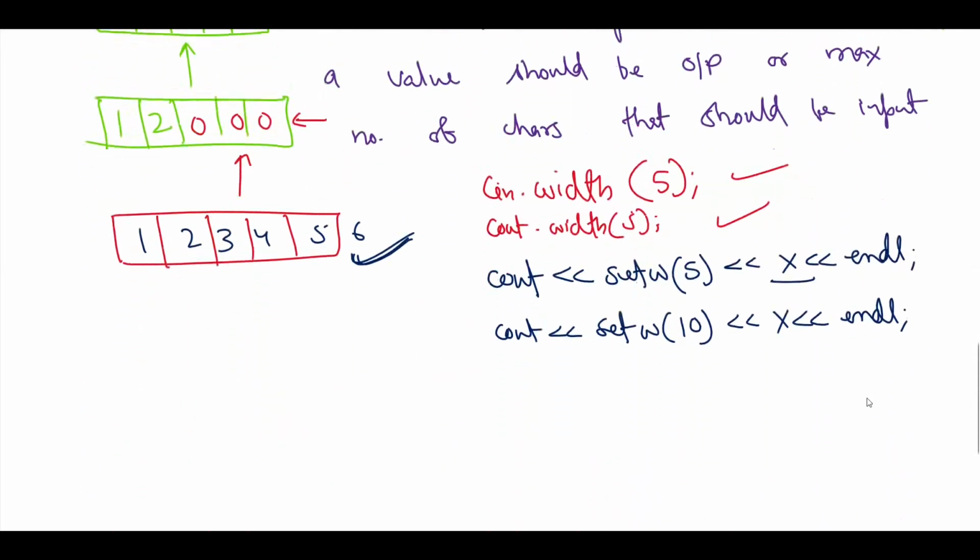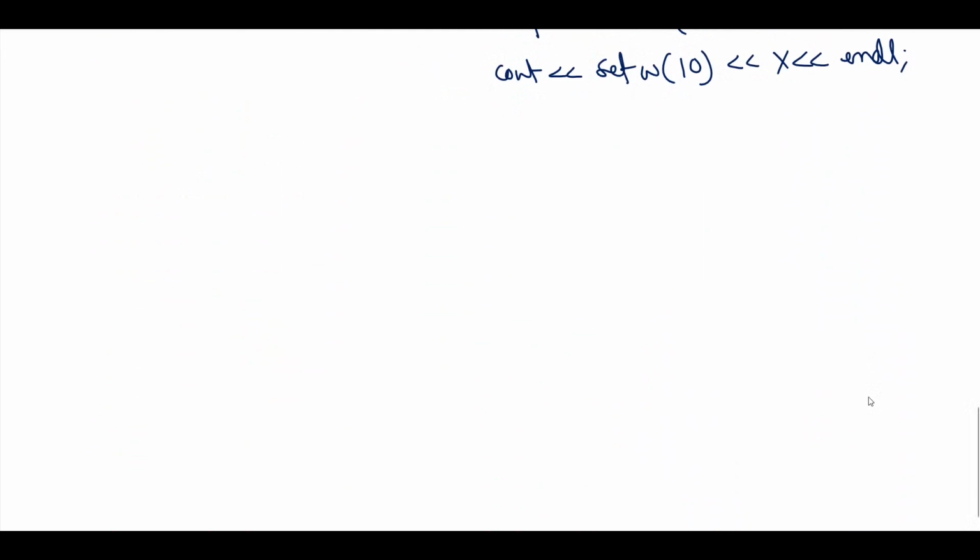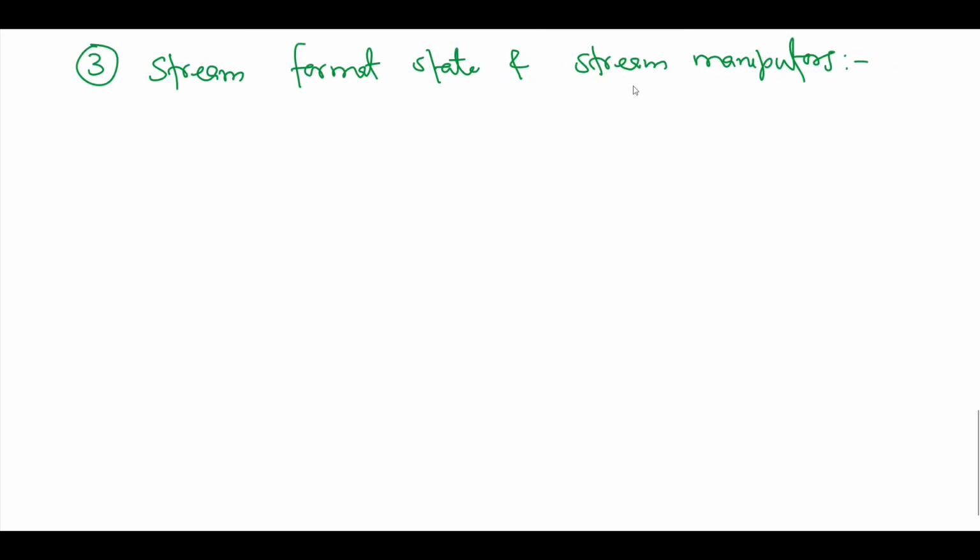Now talk about the third topic, which is stream format states and stream manipulators. Okay, so there are various stream manipulators, and they can be used to specify the kind of formatting to be performed during stream input and output operations. So basically they are going to change the format setting of output. So let's discuss the first one, and in this case we are going to print a number in different formats like decimal, octal and hexa.